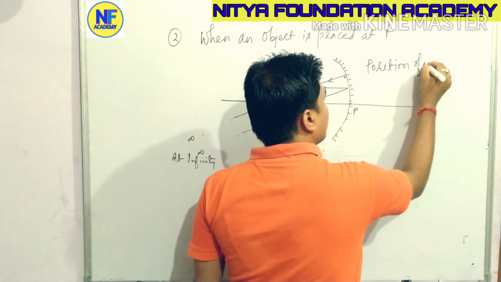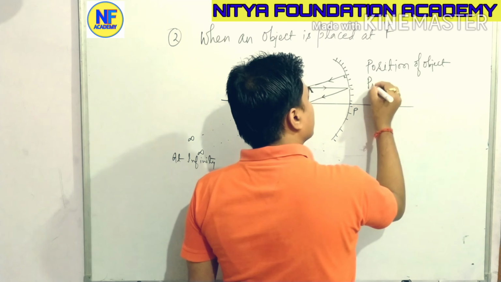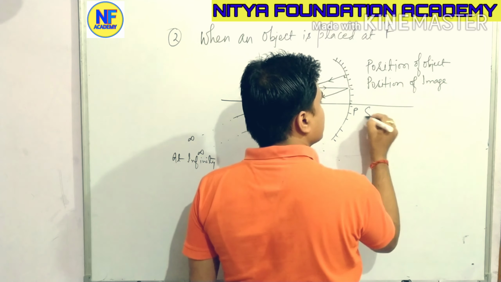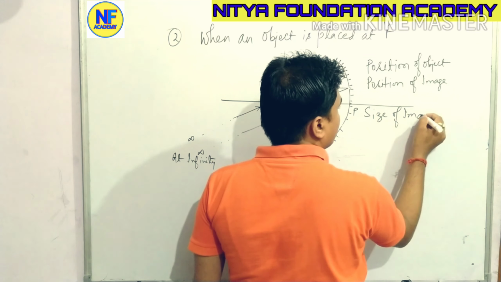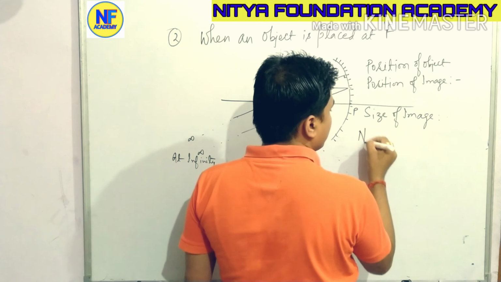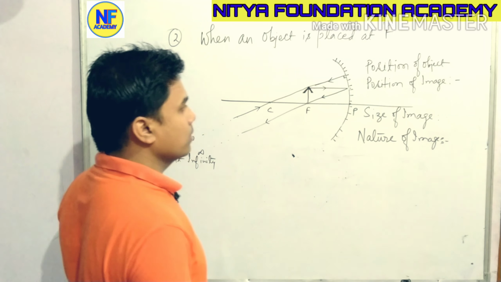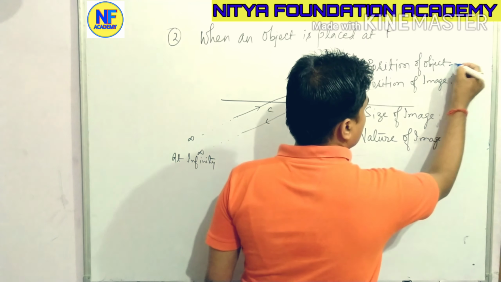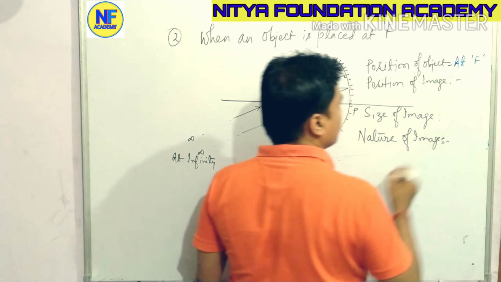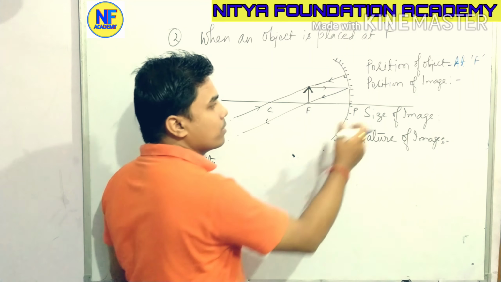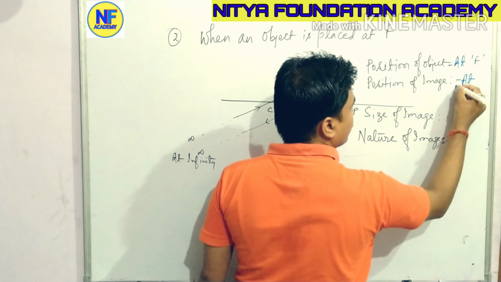First is position of object, then position of image, then size of image, and then nature of image. So students, what is the position of object? The position of object is at focus, so I will write here capital F. And what is the position of image? Image will be formed at infinity, so we will write here position of image is at infinity.